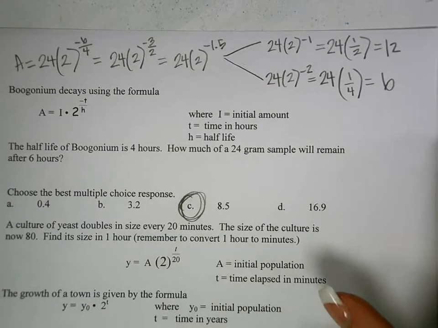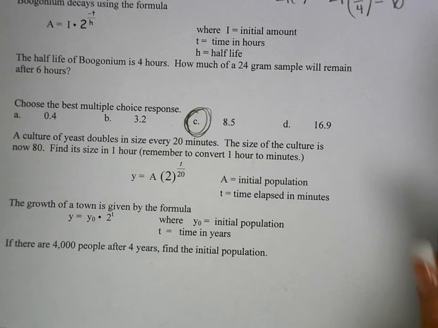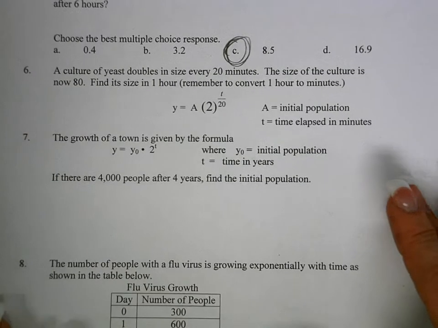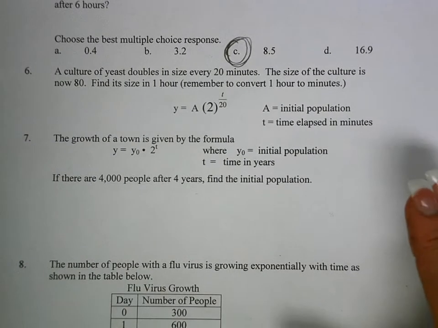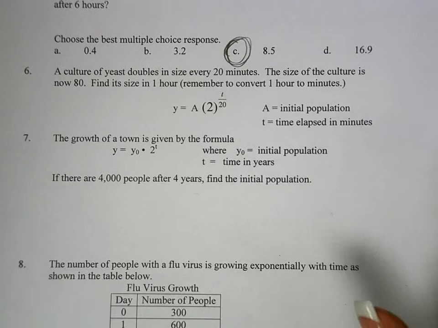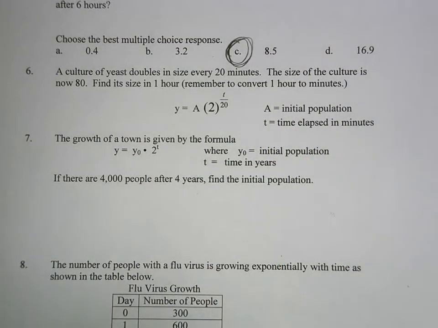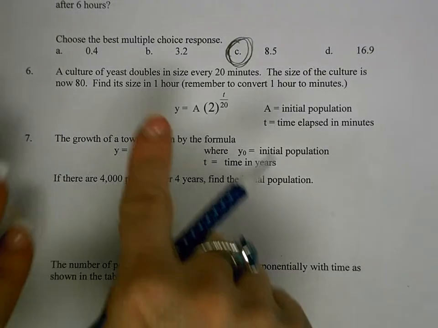Okay, let's try number 6. A culture of yeast doubles in size every 20 minutes. The size of the culture is now 80. Find its size in 1 hour. Remember to convert 1 hour to minutes. So, a culture, it's like a sample. So a sample of bacteria. Okay, I counted the bacteria somehow, and there's 80 of them now. So find its size in 1 hour.